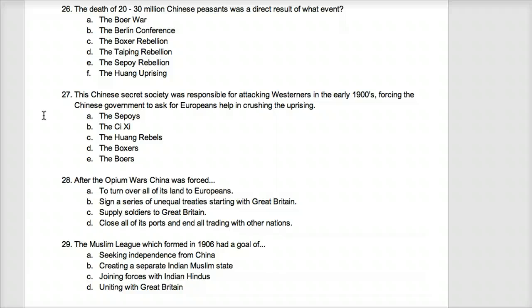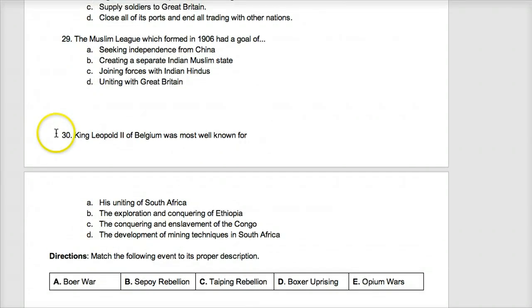29. The Muslim League, which formed in 1906, had a goal of A. seeking independence from China, B. creating a separate Indian Muslim state, C. joining forces with Indian Hindus, or D. uniting with Great Britain.